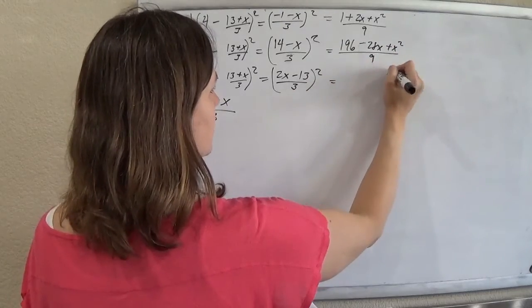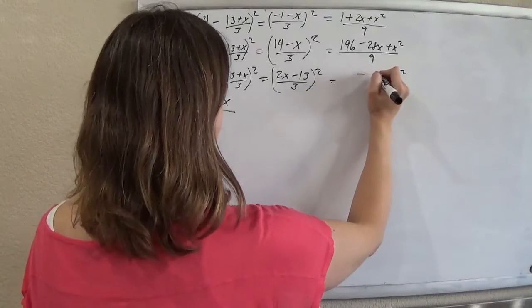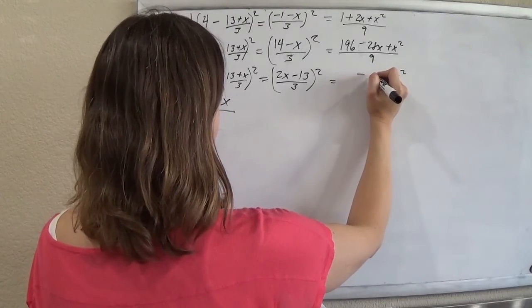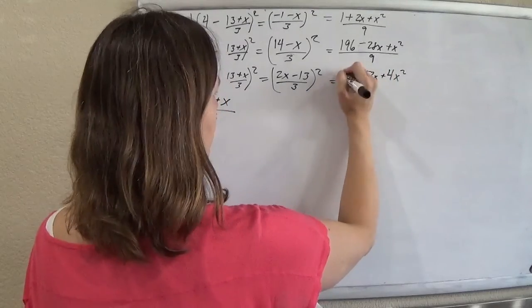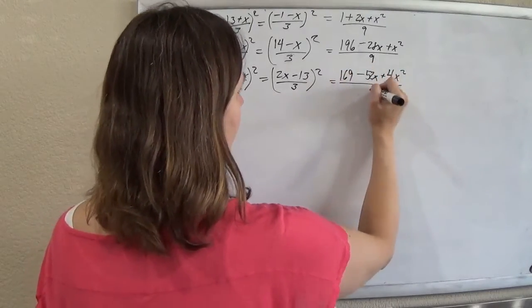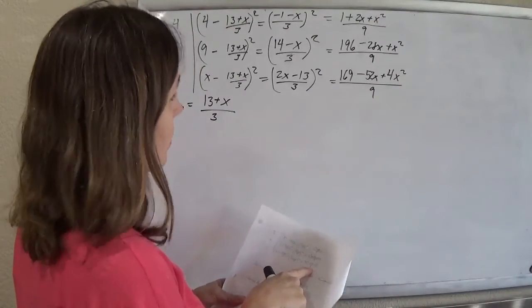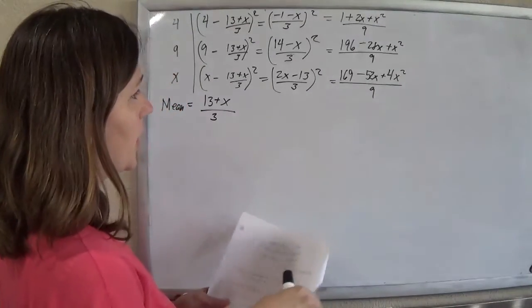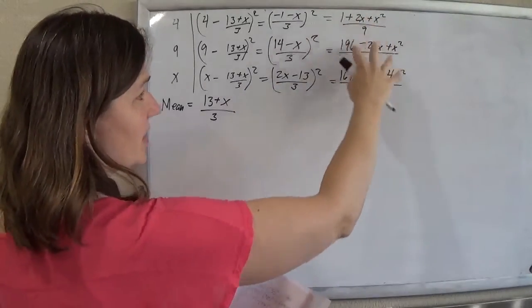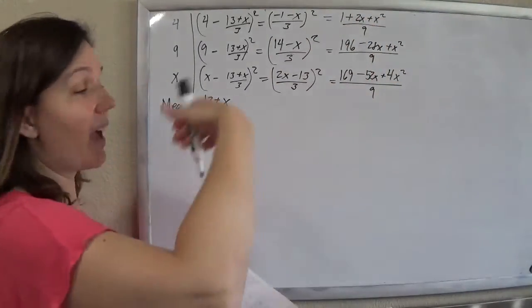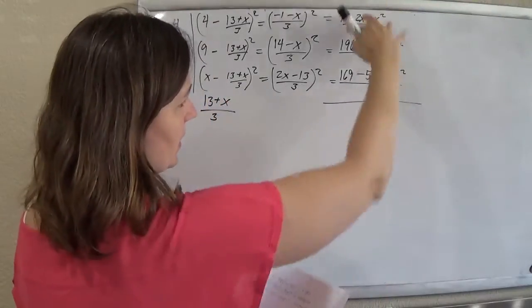And then this is, I'll just write it in the same order, 4x squared minus 52x plus 169 over 9. Alright, looking good. Now we found the squared differences from the mean. We need to take the average of those to find our variance. So to take the average, I need to add them all up.